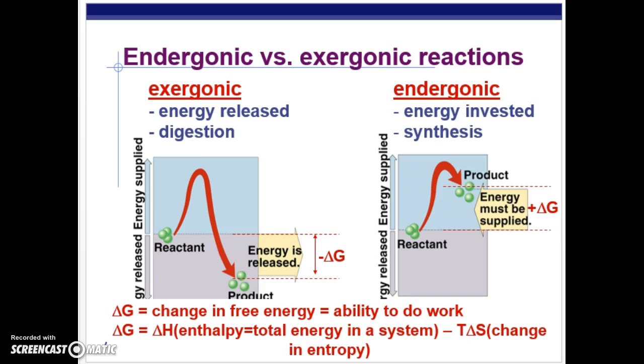Cells are able to keep disequilibrium because they are open systems. So there's a constant flow of materials into and out of the cell that keeps the metabolic pathways from ever reaching equilibrium. And that way a cell is able to do work throughout its life.